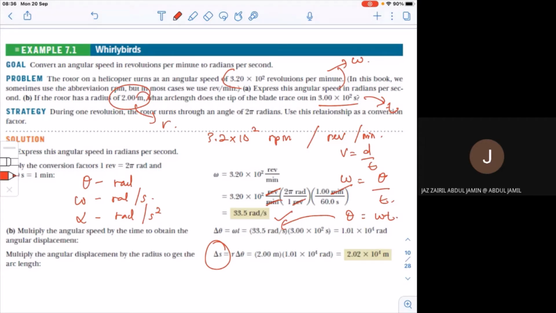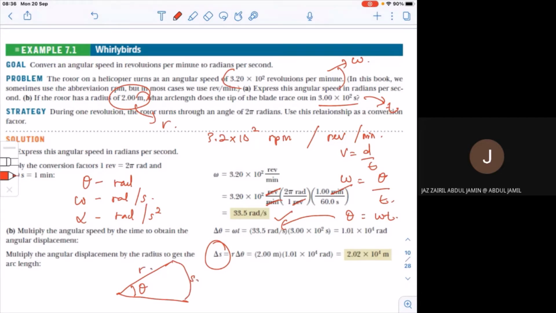But right now, the question wants you to find the arc length. Remember, this is theta, this is the arc length. So meaning that this is S, this is R.